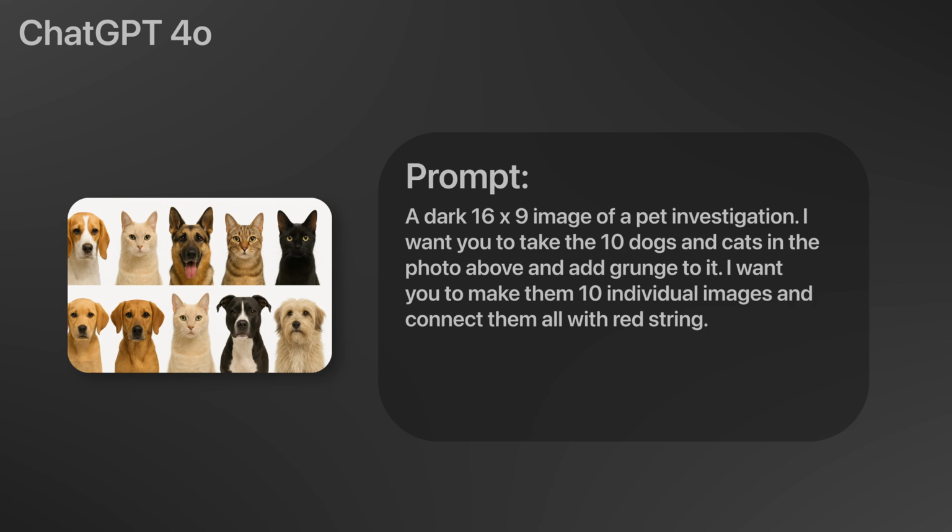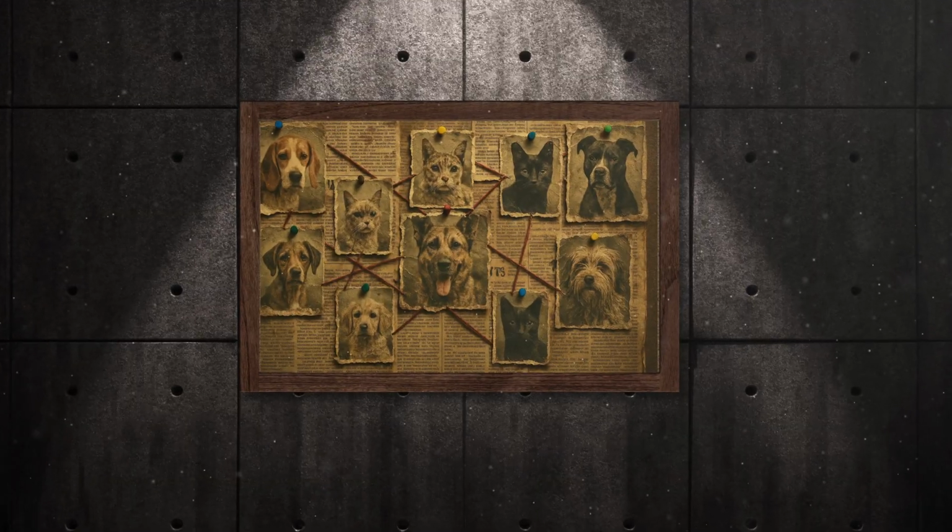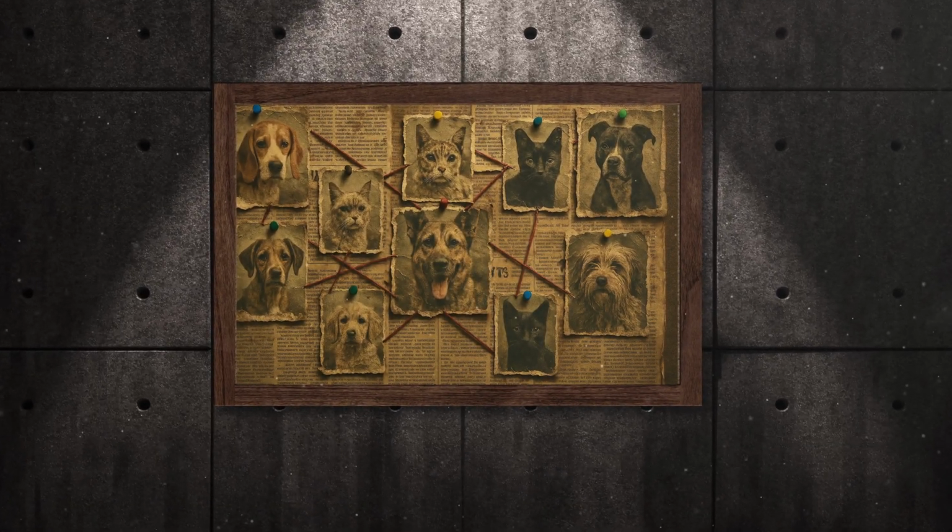Now, I'm gonna feed this image into ChatGPT and ask her to generate us a dark 16:9 image of a pet investigation. I want you to take the 10 dogs and cats in the photo above and add grunge to it. I want you to make them 10 individual images and connect them with a red strip. Now, let's see what this would look like in an animation. The man would purchase these animals and not feed them for weeks.